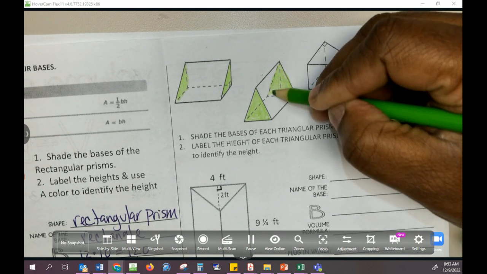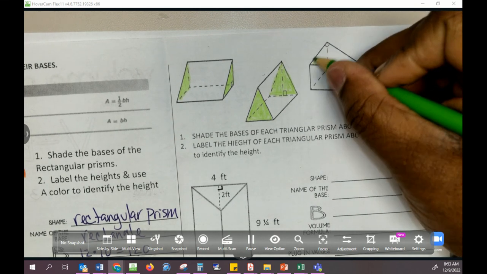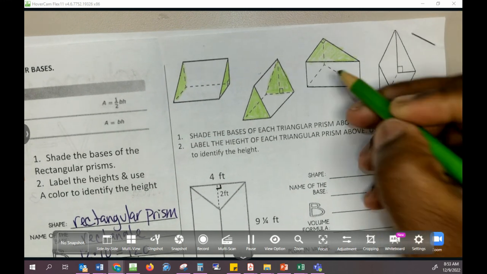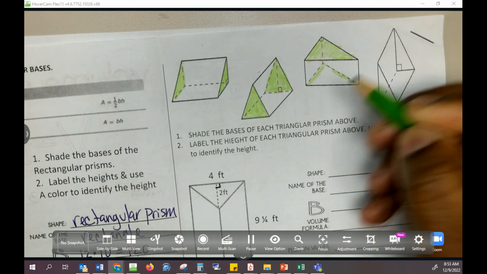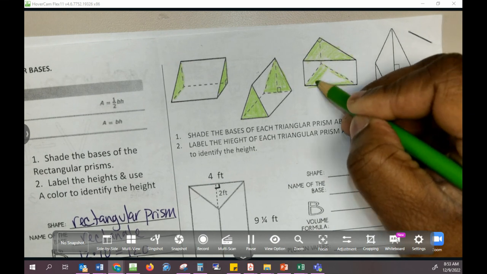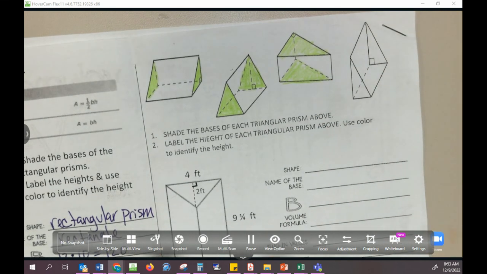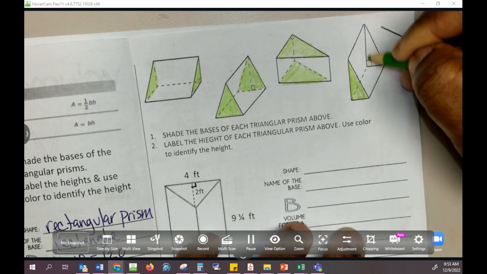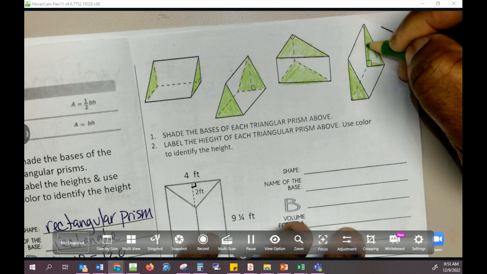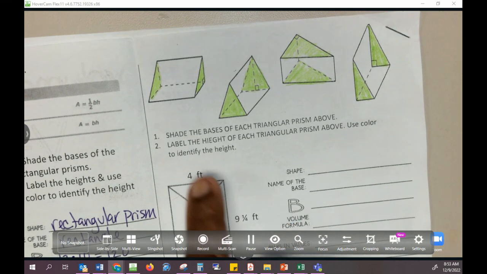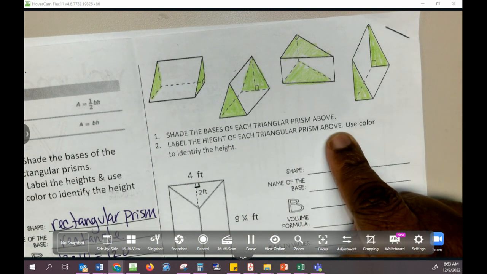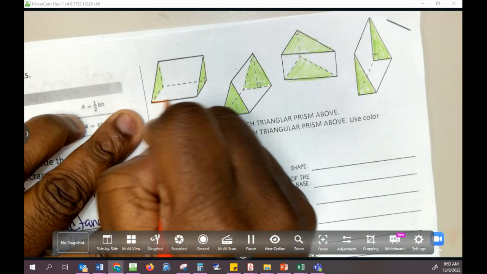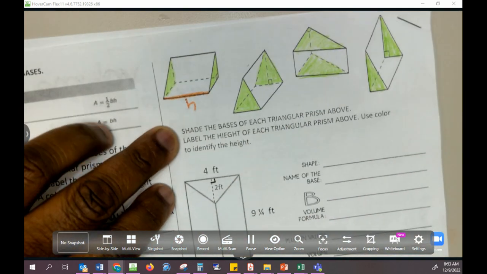And again, you can always shade with a pencil or highlighter or whatever you have. So this base is up top. And then the second one says label the heights of each triangular prism above. Use a different color to identify the difference. So I can say this is my height of the prism.